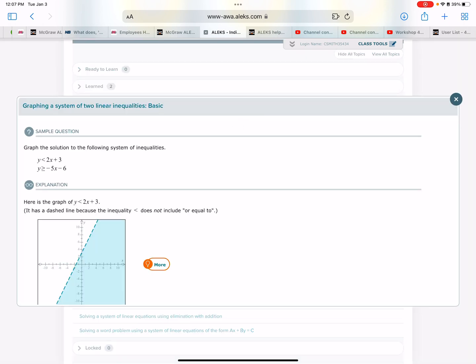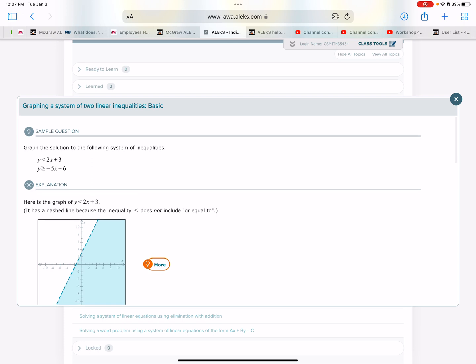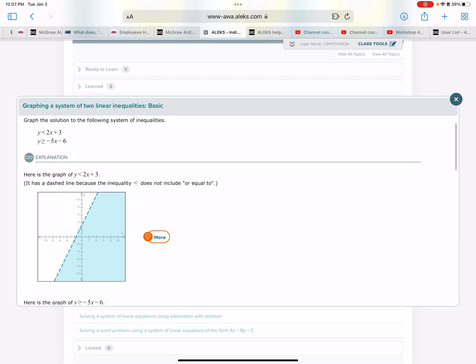Graphing a system of two linear equations. So this here, not equations, these are inequalities. Inequalities means not equal to, which means a less than or a greater than, but not an equal to. So we're going to graph these as if it's an equal sign, but then we're going to shade them based on their sign. So that's what I'm going to try to help you with.